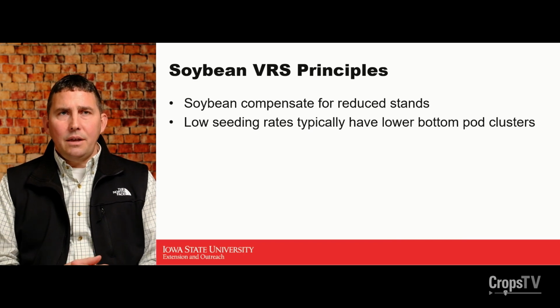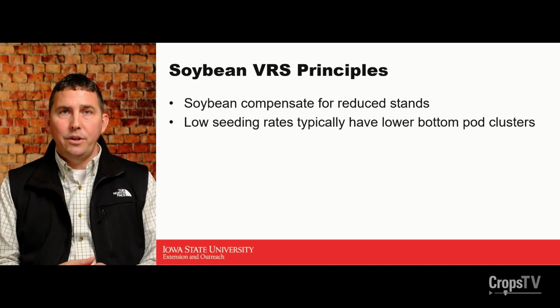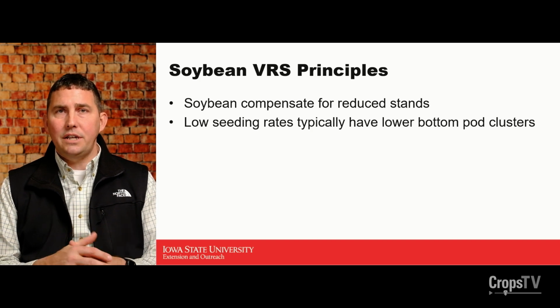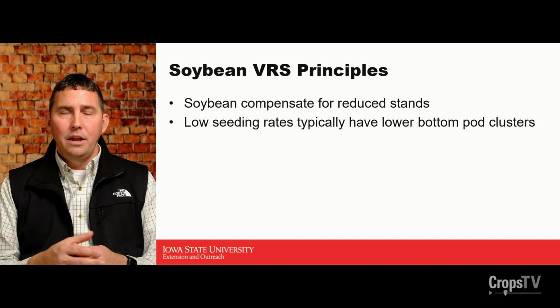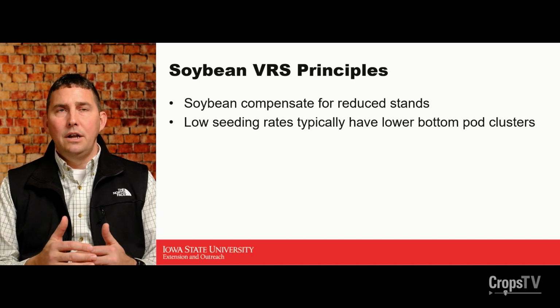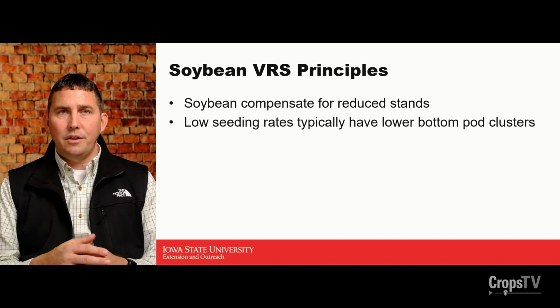So just thinking a little bit about variable rate seeding and how this is all factoring in. We know that soybeans can compensate really well for reduced stands. There's even a response rate with planting date. Another thing as we think about variable rate seeding is that lower seeding rates have a lower bottom pod cluster. This may seem somewhat trivial, but if we lower that bottom pod cluster, it may not be harvestable, or the sickle bar may start cutting those pods and shattering out beans.